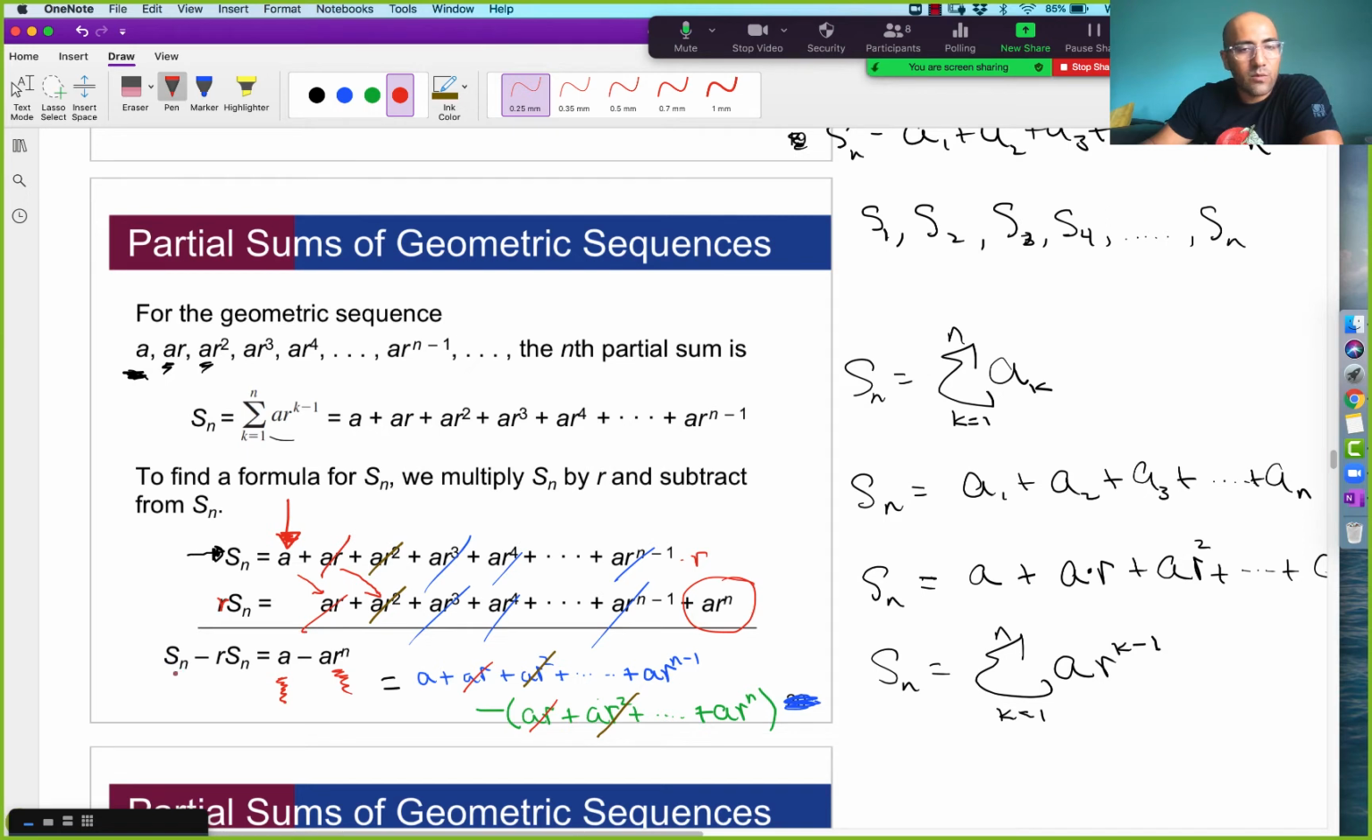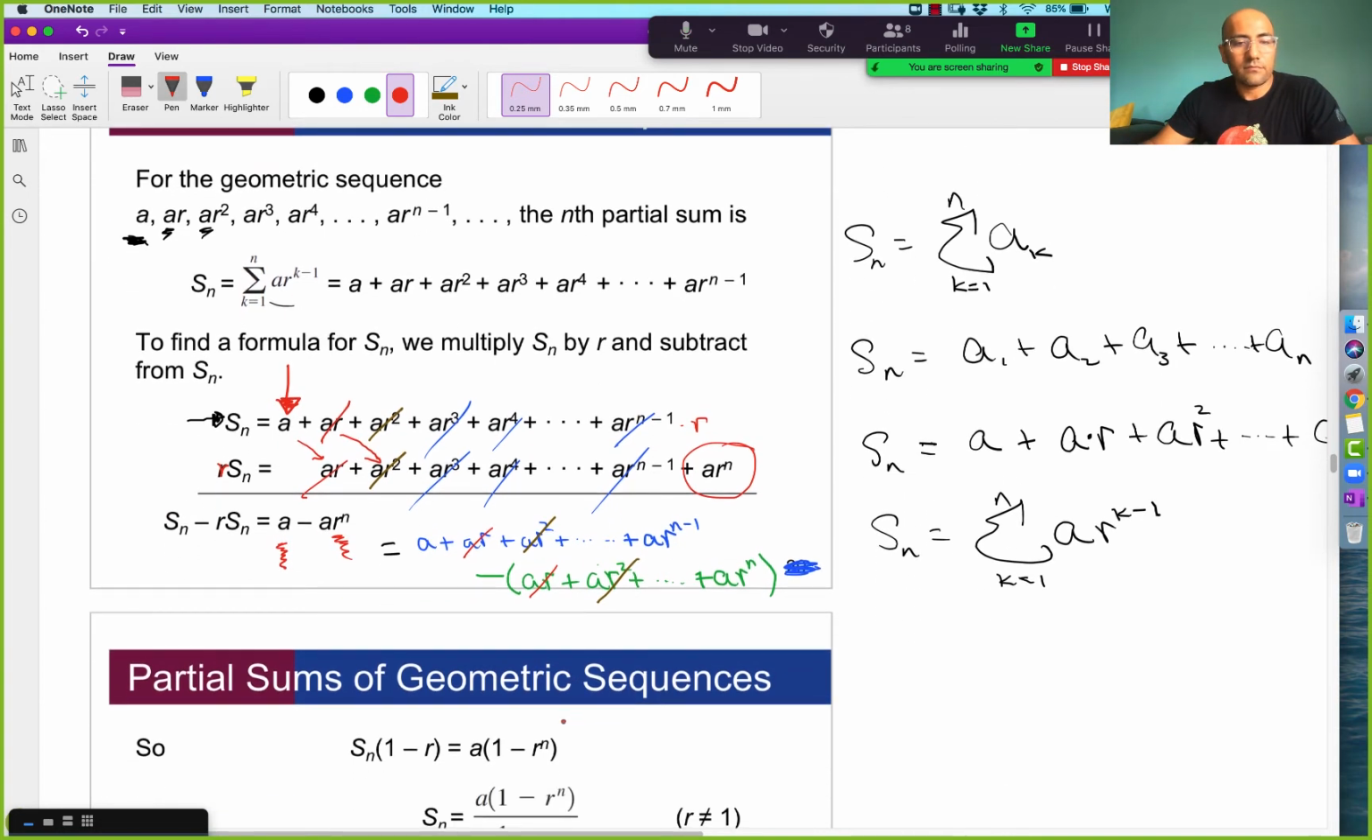S sub n, the thing we wanted to find, minus r times s sub n equals a minus ar to the nth power. Good. So rewriting it here, s sub n minus r s sub n equals a minus ar to the nth power. And I'm just taking that and putting it right over here.